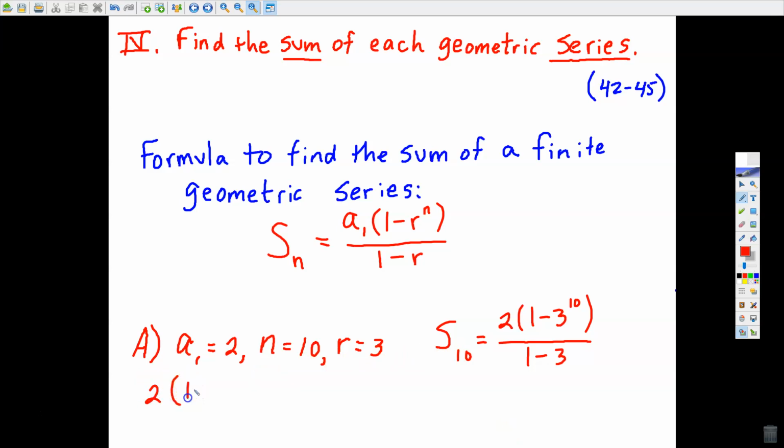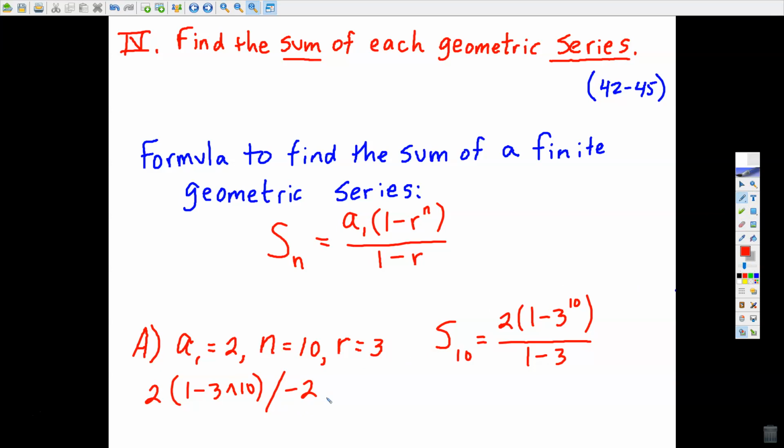2 times 1 minus 3 to the 10th. And if you don't trust yourself to just say divide by -2, you should know this by now. If you divide by 1 minus 3, then the operation 1 minus 3 needs to go in parentheses. That's crucial. That will mess up your answer if you don't put 1 minus 3 in parentheses. So let's see what we get.